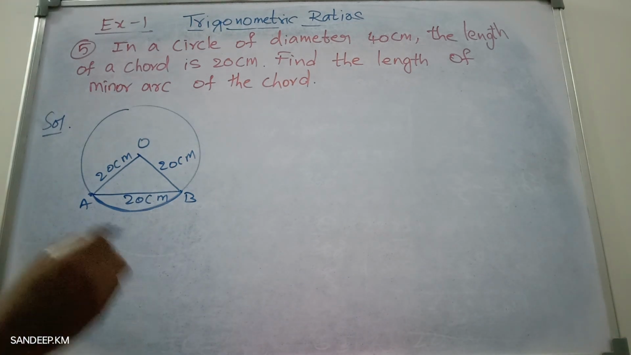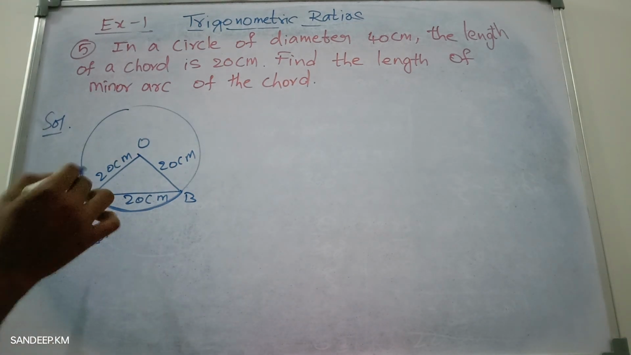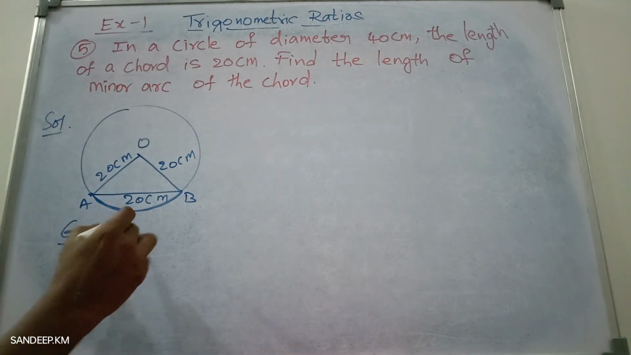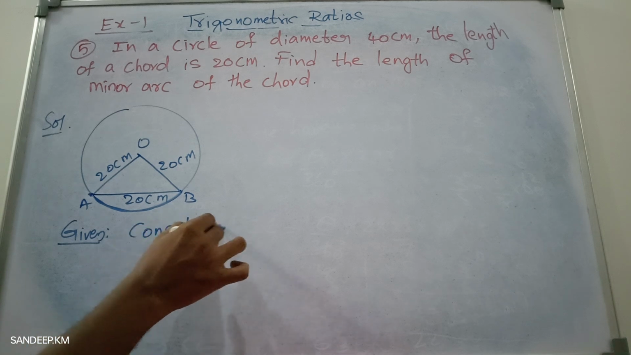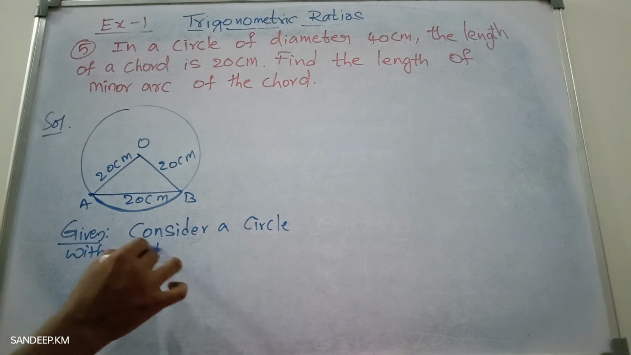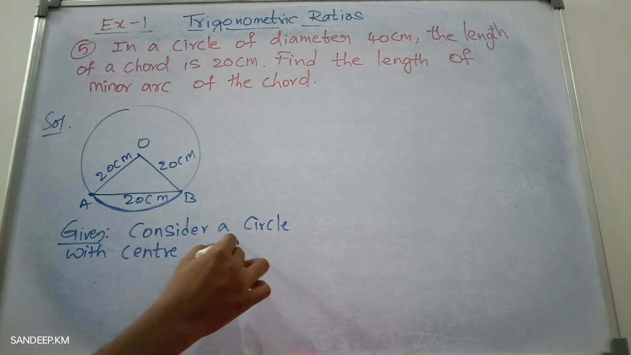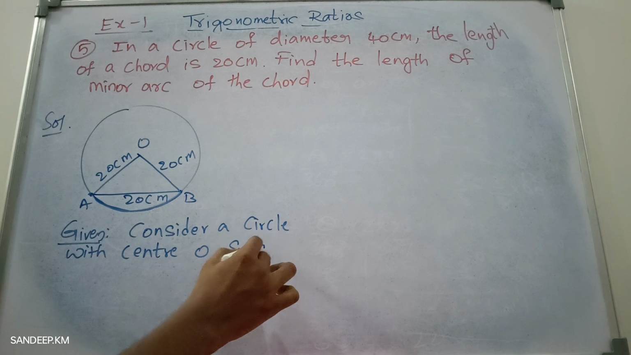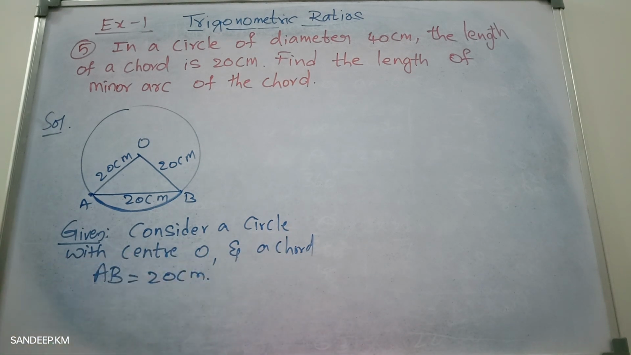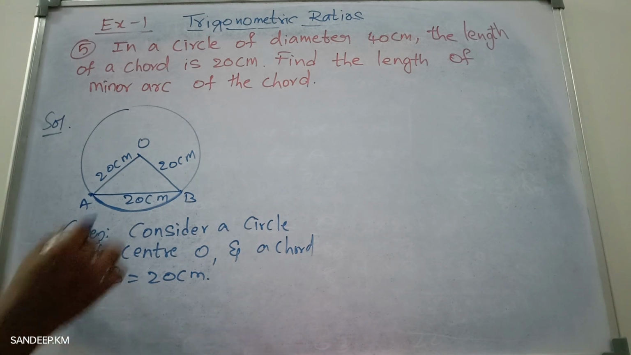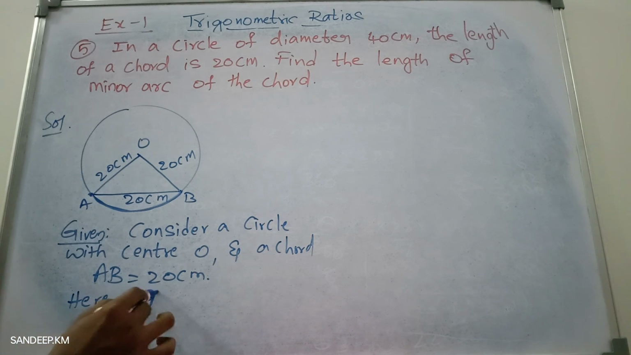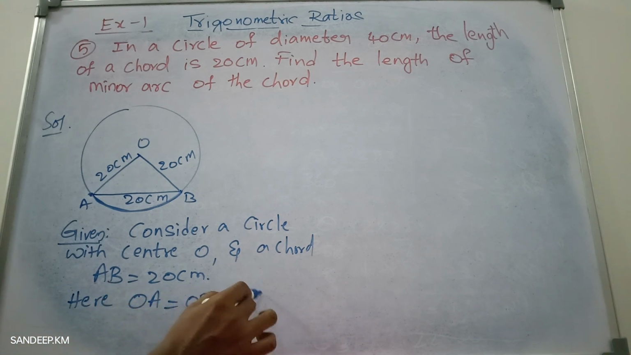Let me first write the given information. They did not give any diagram, right? So for that, let us explain this diagram first. Consider a circle with center O, and a chord AB which is equal to 20 centimeters. Okay, and they have given that the radius of the circle is 20, right? So here OA equal to OB equal to 20 centimeters.